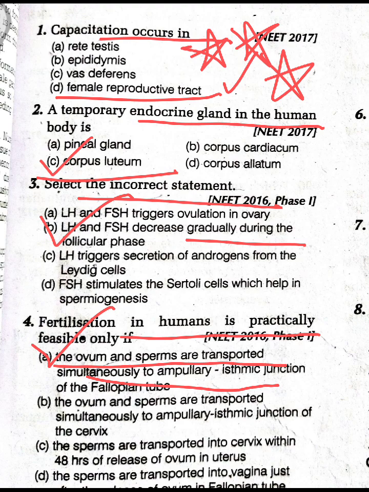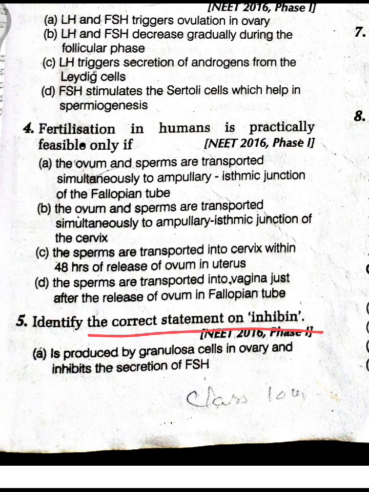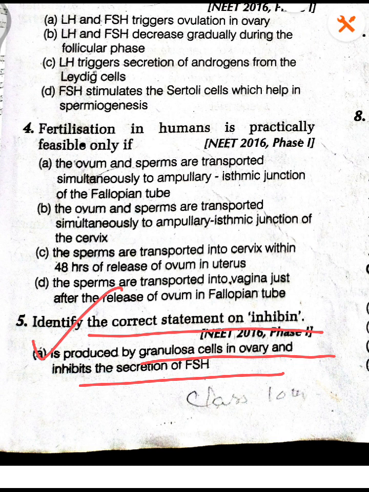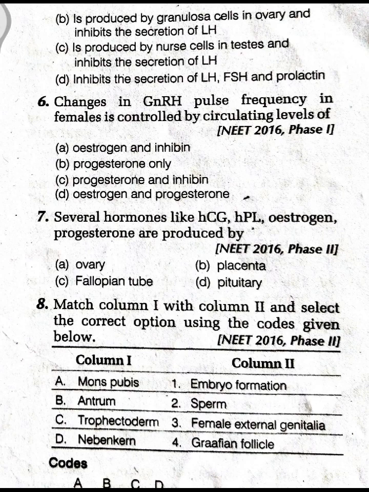Next, identify the correct statement on inhibin. It is produced by the granulosa cells in the ovary and inhibits the secretion of FSH, follicle stimulating hormone. Option number A is the correct one. Next, changes in GnRH pulse frequency in the female are controlled by the circulating level of estrogen and progesterone. Option number D is the right answer.